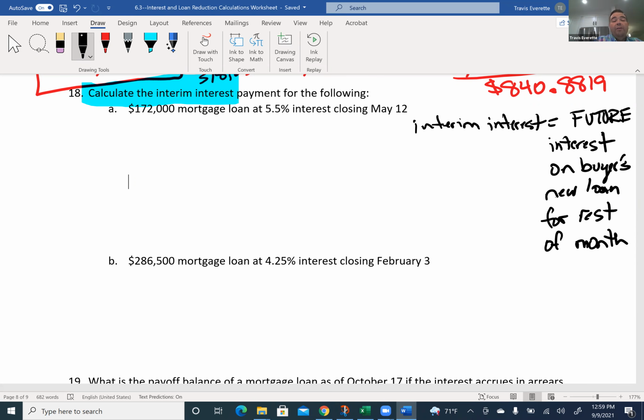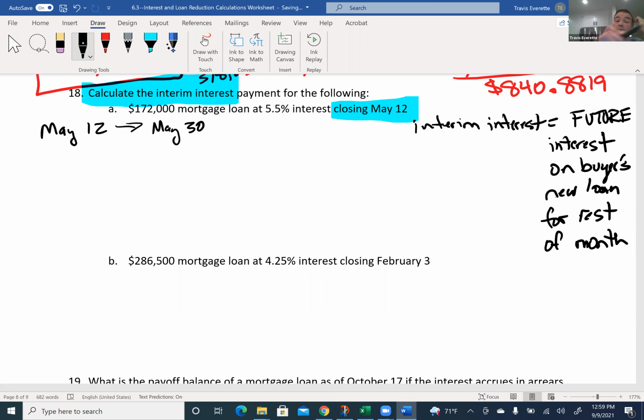So in A here, it says closing is on May 12th. So that means interim interest is going to be from May 12th, because we need to start on the day of closing and go through May 30th, because every month has 30 days.